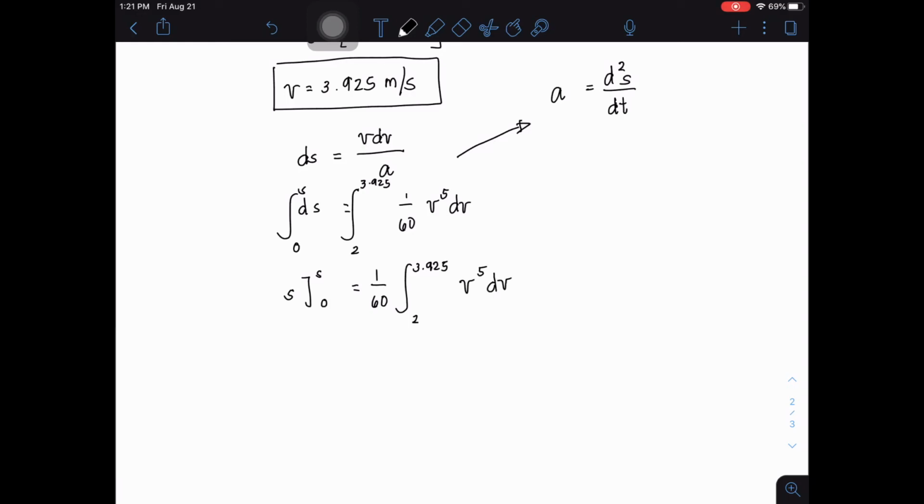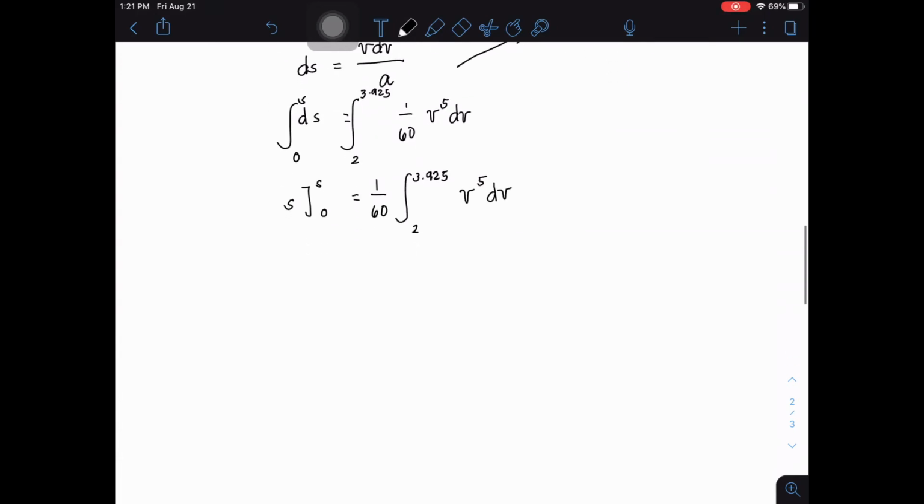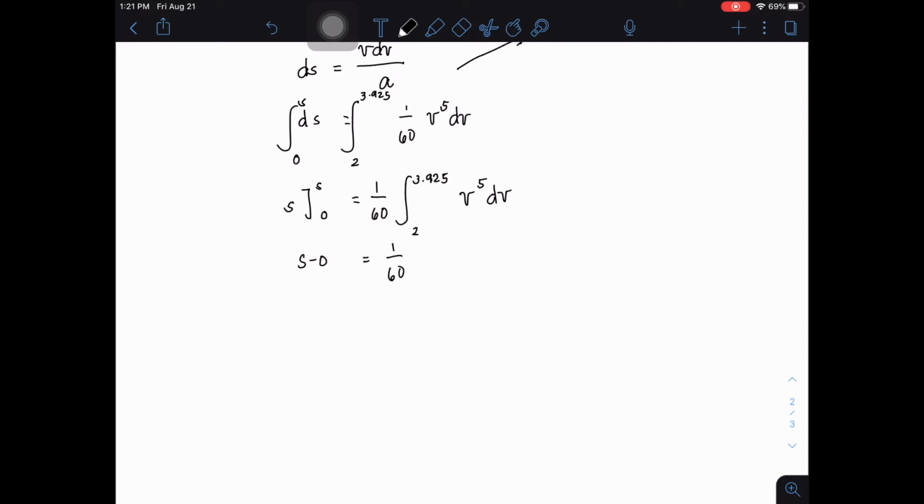So the integral of v to the 5th is v to the 6th over 6, right? So let me just apply upper and lower here. So that's s minus 0 actually. So we have 1 over 60, alright, v to the 6th power over 6, and the limits are from 2 to 3.925. Good.